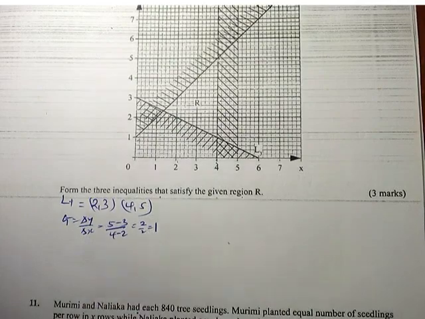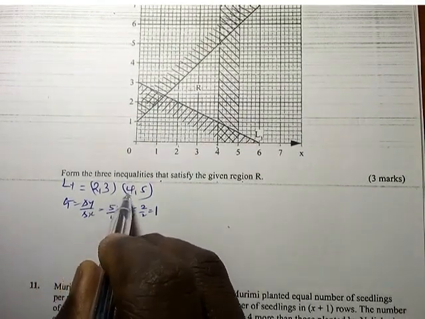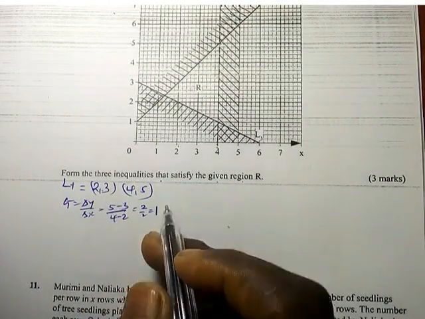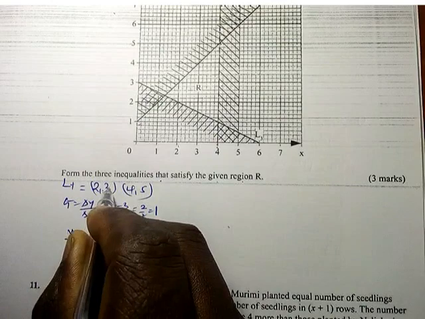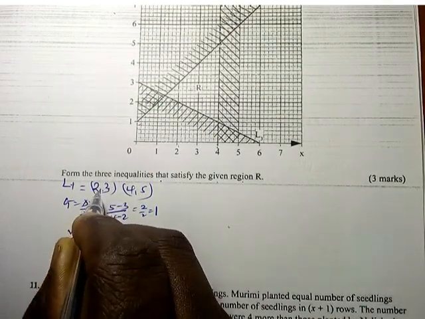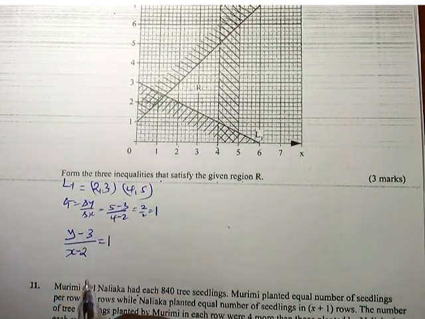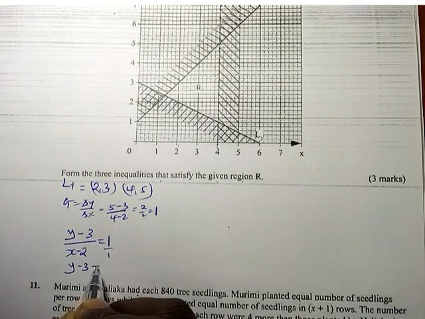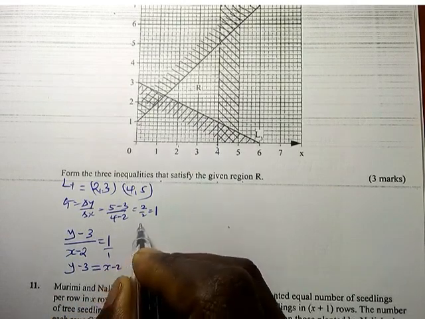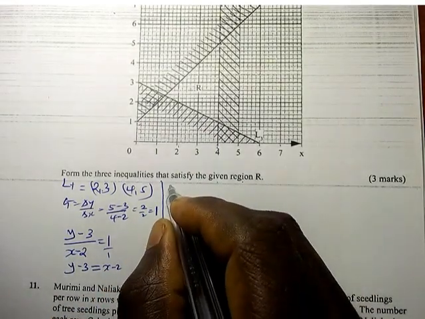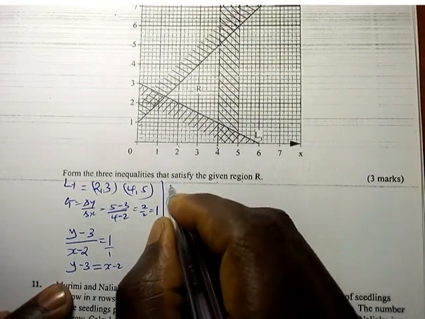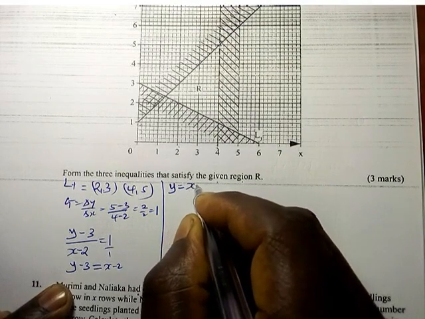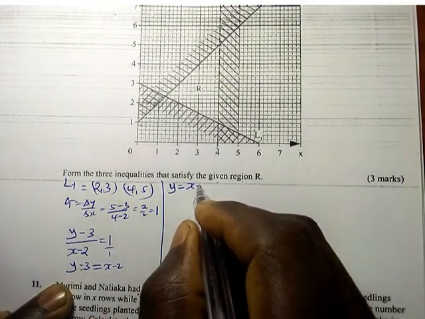The gradient is 1. Having got the gradient, now I take the general value x, y and this one point here, and I will form the equation. So y minus 3 over x minus 2, which I have taken, equals 1. So over 1, cross multiply, y minus 3 equals x minus 2. So the equation is y equals x, this coming here will be plus 1.